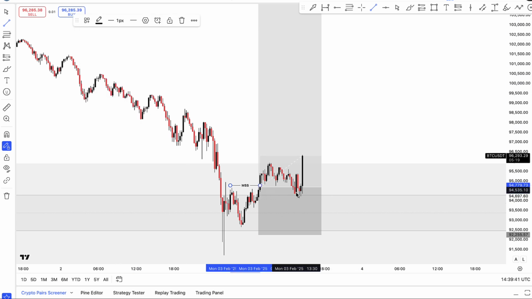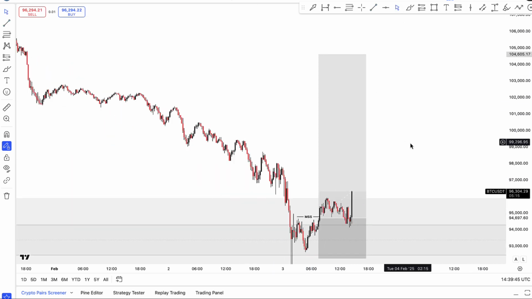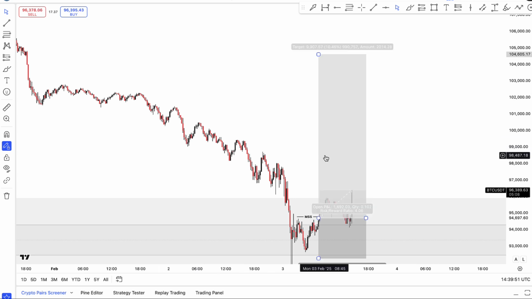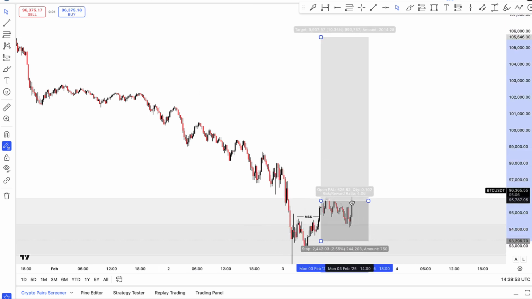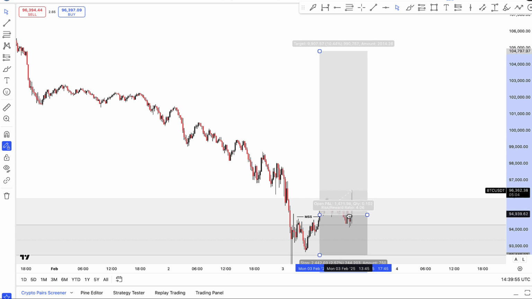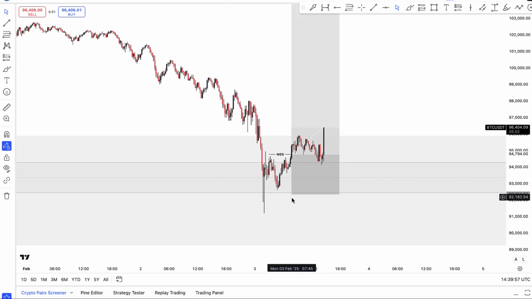And what did price do? Price came back straight to the point, and that was the entry. That was the entry. This was on BTC USDT just today. So that is another entry confirmation you want to be part of.